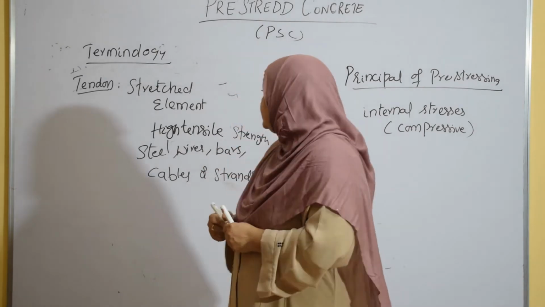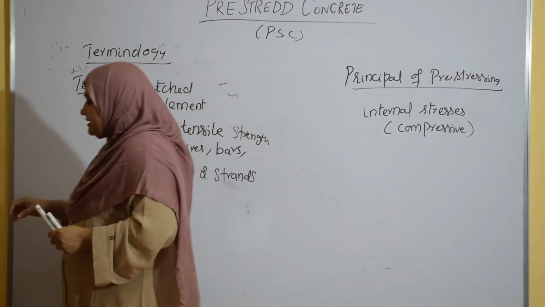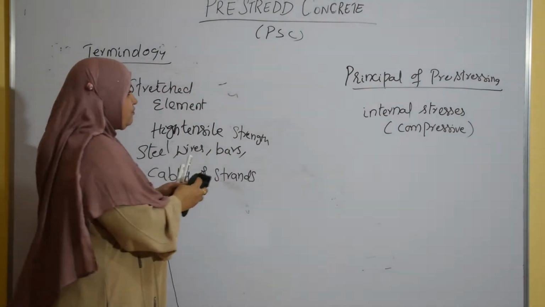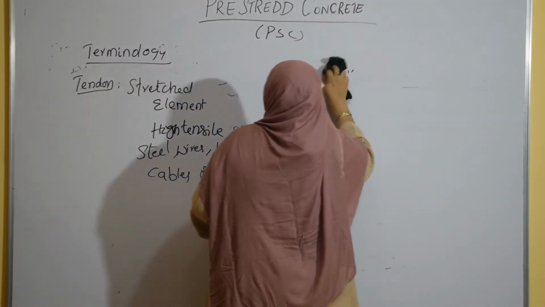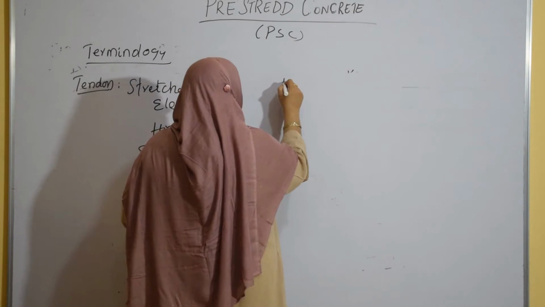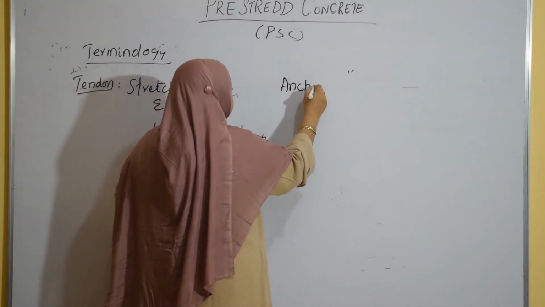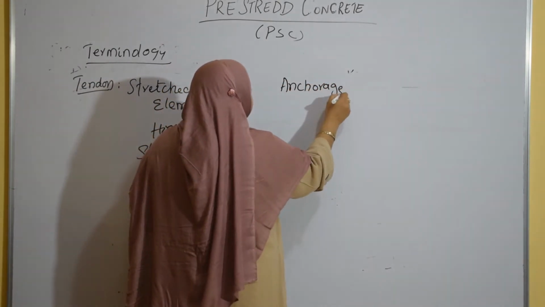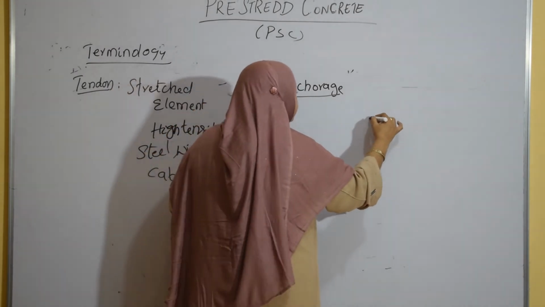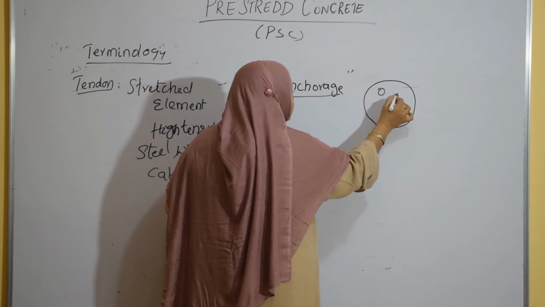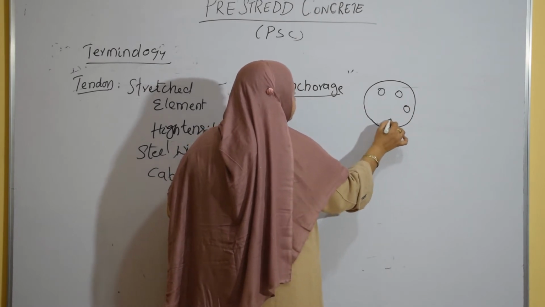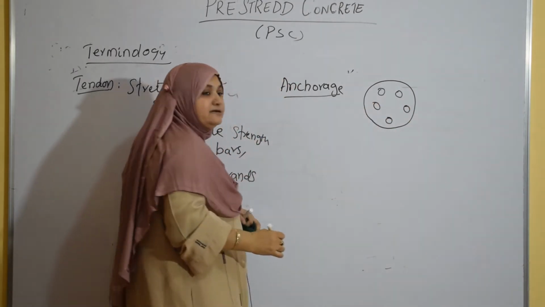Okay. Then comes the second terminology which you should know. It is anchorage. It is a device. Okay. I'll just try to draw one figure, a plan of one figure. Try to understand. Okay. There are circular holes in it, like this. This is a device.